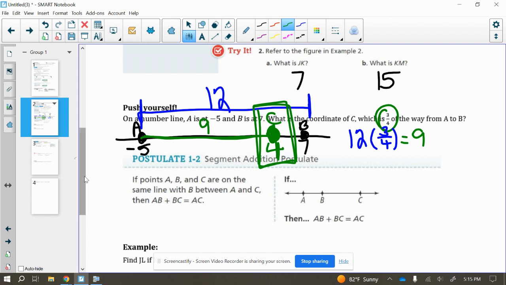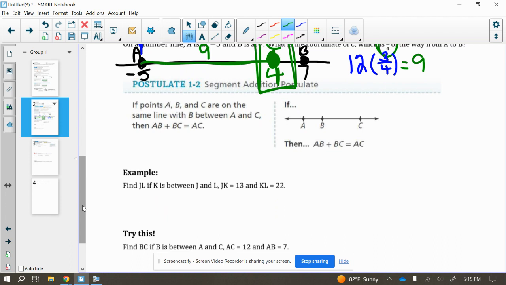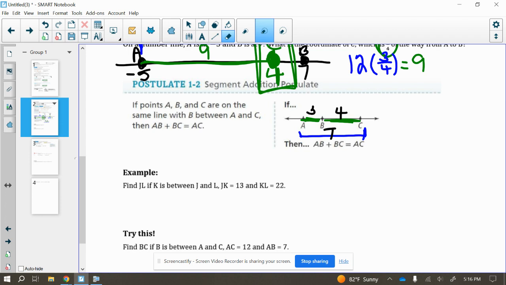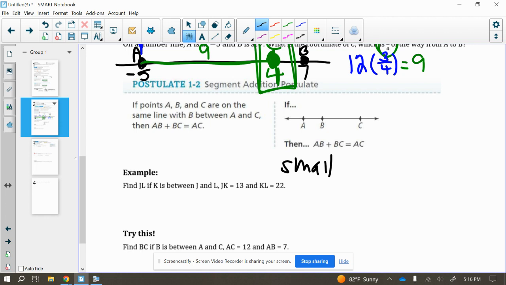Now, our ruler postulate also adds into the idea of a segment addition postulate, because what we know from here is that if we have a small segment plus another small segment, it will equal that total segment. So for instance, if this first segment is 3, second segment is 4, the total distance from A to C would have been 7. What I like to say is that small segment plus small segment is going to equal a bigger segment.